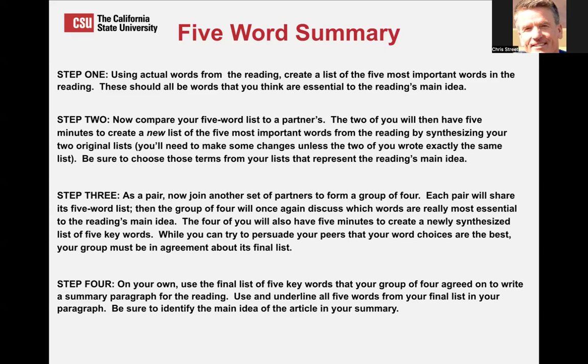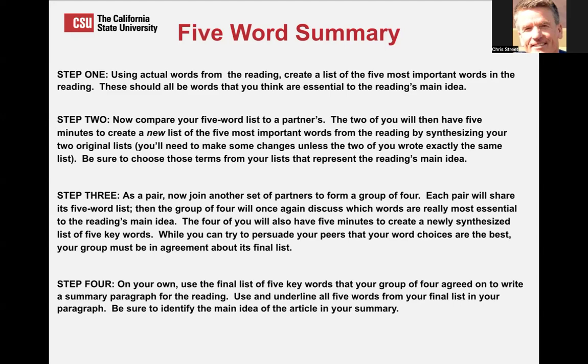On your own now, everybody slips back to their own work areas. You use the final list of 5 keywords that your group of 4 agreed on to write a 1-paragraph summary for the reading. Use and underline all 5 words from your final list in your paragraph, and be sure to identify the main idea of the article in your summary.